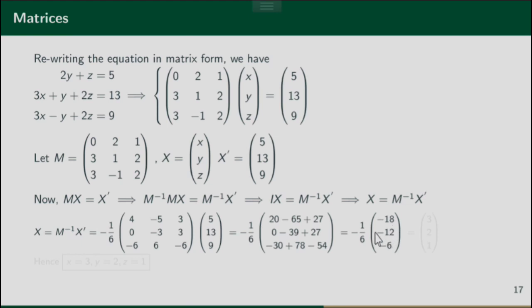Let me now multiply this matrix by this scalar. So negative 1 over 6 multiplies into this matrix, or I'm dividing each term by negative 6. So I'll have 3, 2, and 1. That means the value of x is 3, the value of y is 2, and the value of z is 1. You can go ahead and verify these values in this equation just to be sure that these answers are correct.